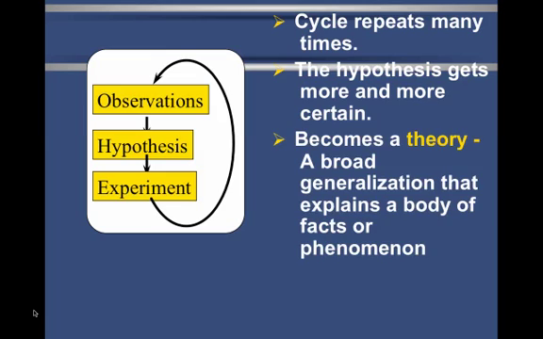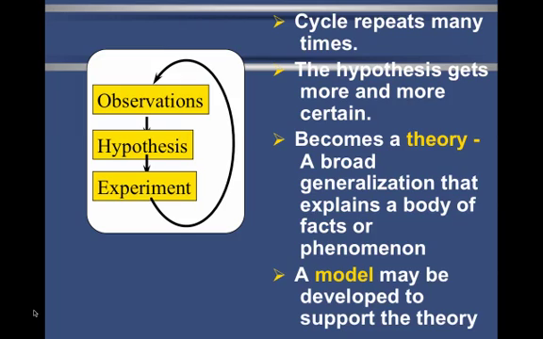Eventually, it could become a theory, which is a broad generalization that explains a body of facts or phenomena. A theory can then become a model, and a model may be developed to support that theory. An example of a model is atoms. Can you actually see an atom? No, but we have several theories that help us get a mental picture of what an atom may look like. A model set or a picture of an atom helps us get a picture, but it is based on the postulates of atomic theory.